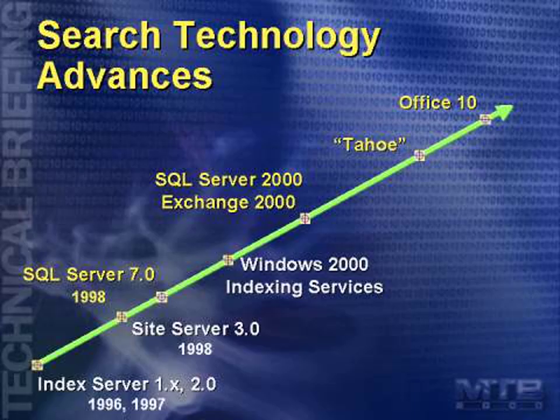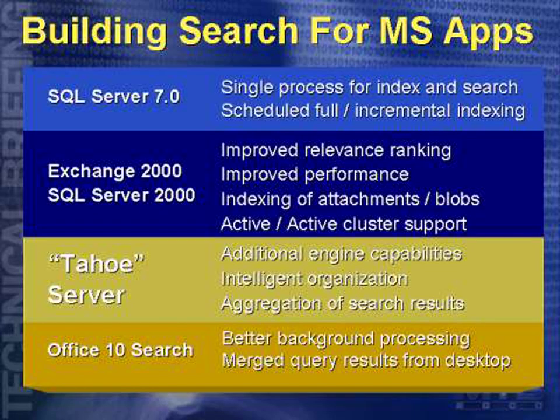And later this summer, we re-released a new version of Microsoft Search, which was not only integrated with SQL Server 2000, but also Exchange 2000. In the coming months, what you will see is a new wave of the Microsoft Search technology coming out with Tahoe and the next release of Office. So we can summarize the search technology integration in four waves.